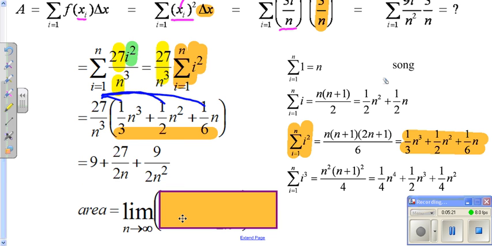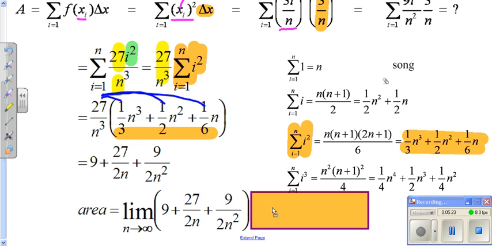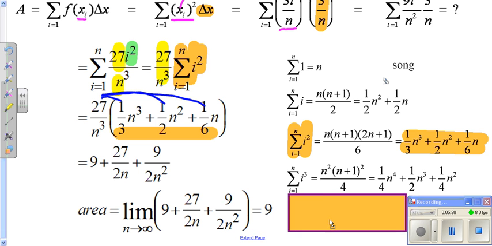And we get this. Now we need to take the limit of that. Well, here, these two fractions have variables in the bottom. As n gets really big, they go to 0. So it's 9 plus 0, or 9 for the area. And you'll notice with what we did before, for estimating the area, your average of the left and the right, which was your trapezoid, was close to 9.